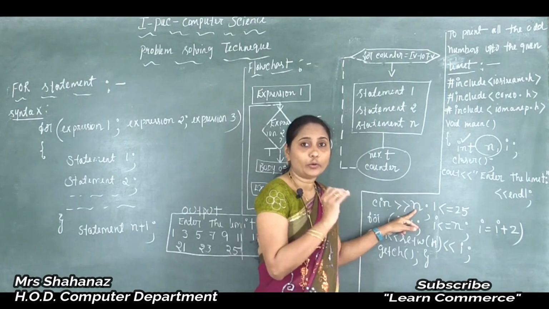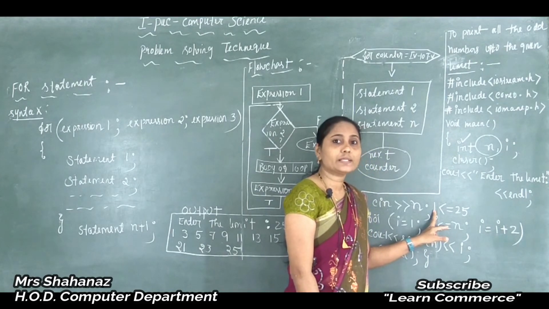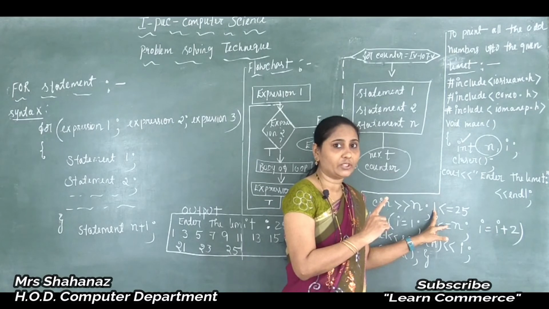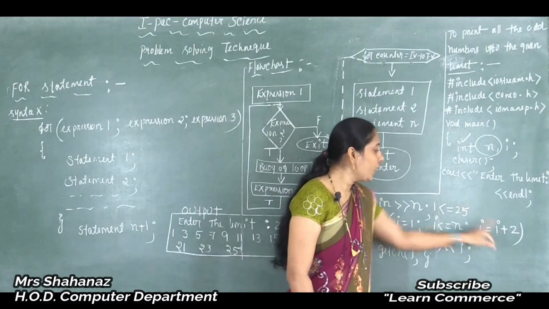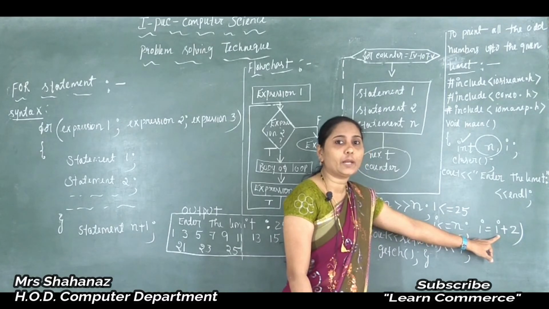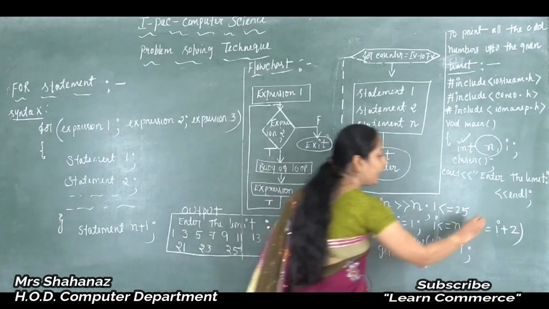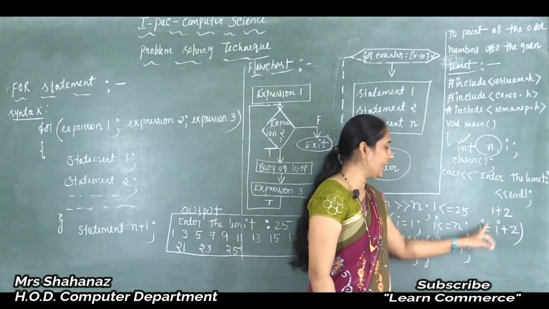Okay, so the value is going to display here. So is 1 less than or equal to 25? The value 1 is less when you compare it with 25. Yes, sure, there is no doubt. If it is true then it is going to make the increment in the value. We know the i value, i is 1 plus 2. So now the value of i is 3.